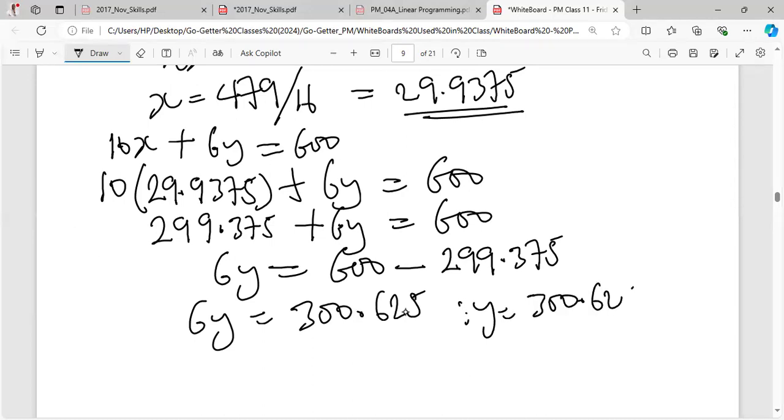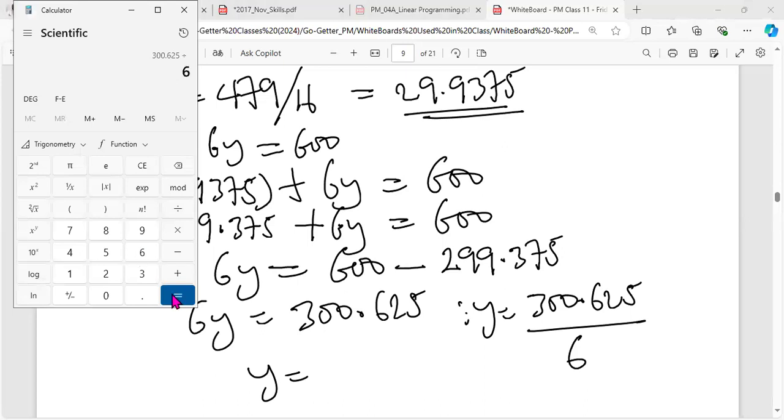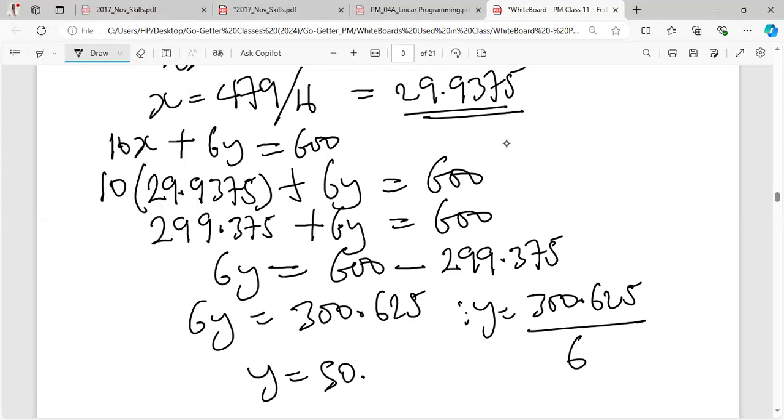Therefore, y will be 300.625 divided by 6. So y will eventually give us what? Divided by 6 to give me, let me make it 4 decimal, 50.1042.